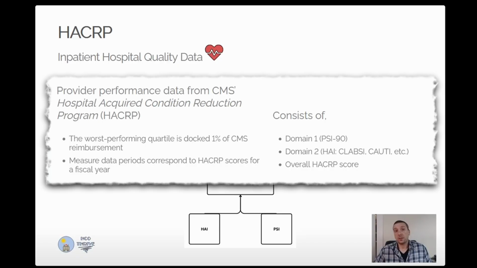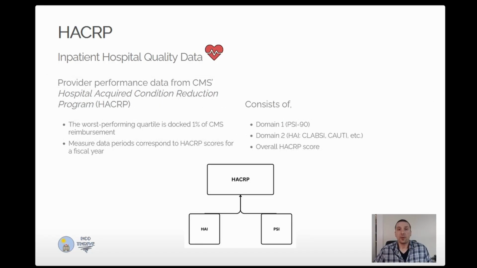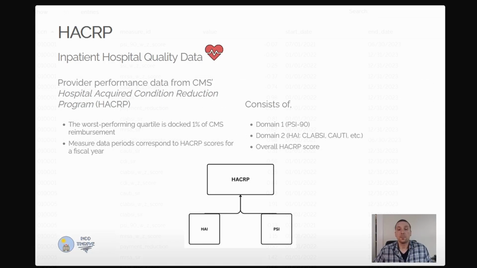Basically how it works, and we'll just go with brief details here: the bottom quartile or bottom 25% of all performers are docked 1% in pay. And as you can see in the diagram, it's made up of the hospital-acquired infections, which we'll talk about next, as well as an overall composite patient safety indicator. And these together form an overall HACRP score.